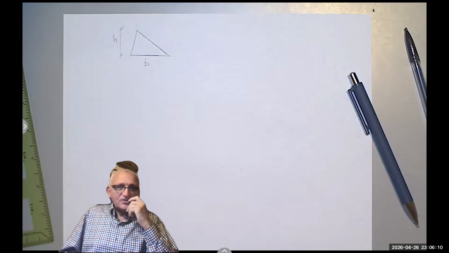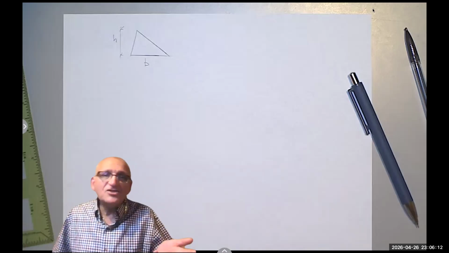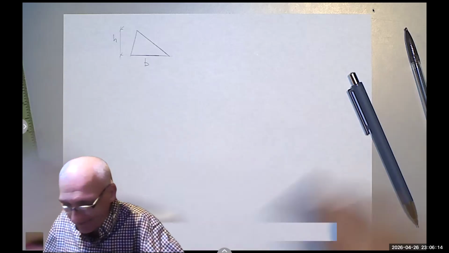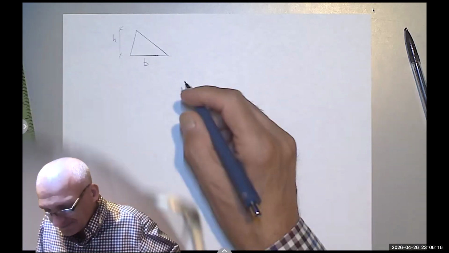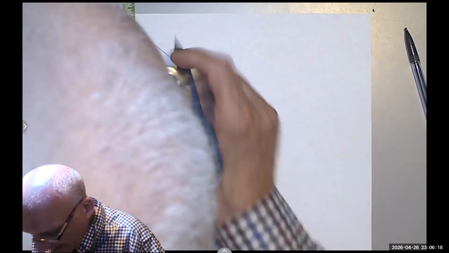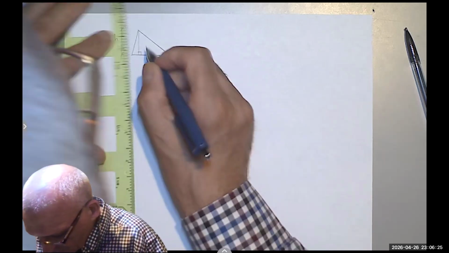Why do we divide by 2? Well, we can show it geometrically. For example, I can drop a line perpendicular to the base here. I'm not going to construct it with the compass, I'm just showing you.